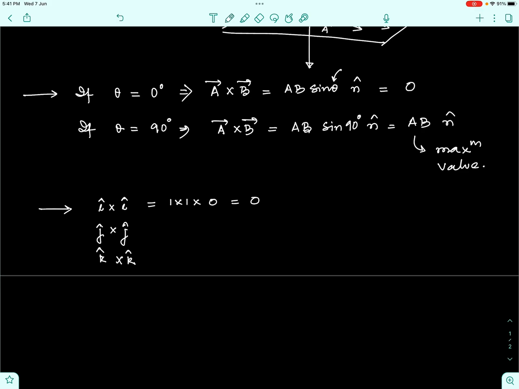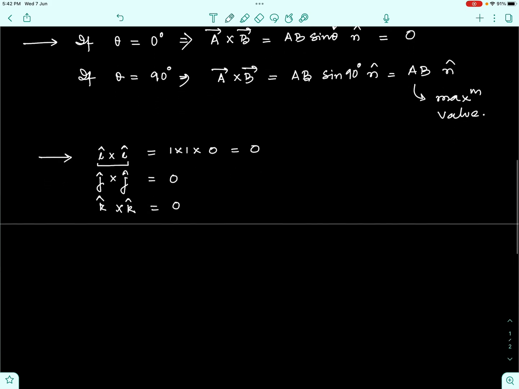Also, we know that for two parallel vectors, the cross product is 0, and i cap and i cap, since they are equal, are obviously parallel to each other. Similarly, j cap cross j cap will also be 0, and k cap cross k cap will also be 0, right? On the other hand, if we take other pairs, for example, i cap cross j cap, for this we will have to work upon things. Because i cap is a unit vector along the x axis, right? And j cap is a unit vector along the y axis.